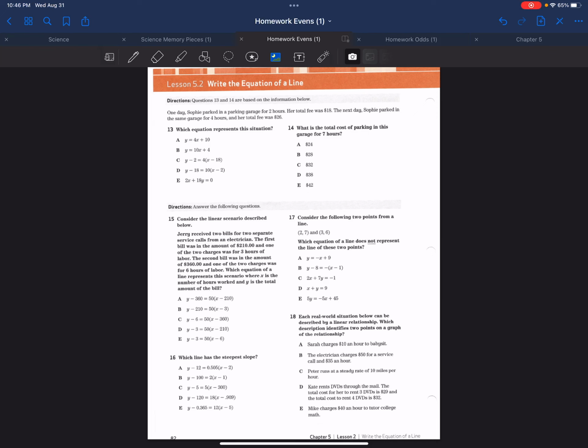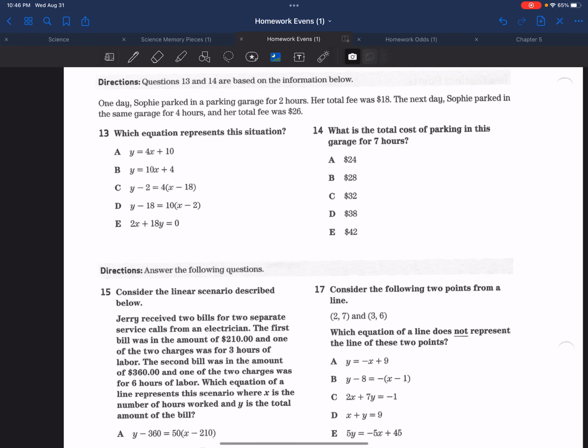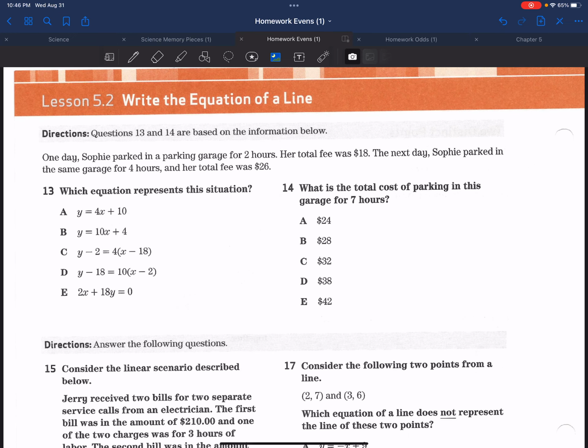Here is page 82 in the exercises. Number 13 and 14 are based on the information. One day, Sophie parked in a parking garage for 2 hours. Her total fee was $18. The next day, Sophie parked in the same garage for 4 hours, and her total fee was $26.